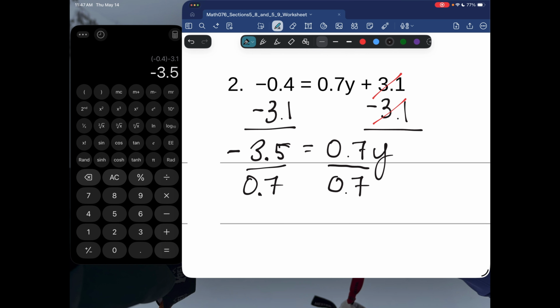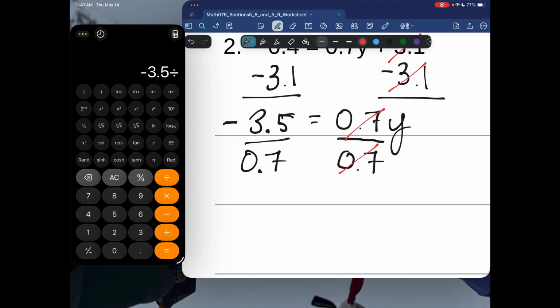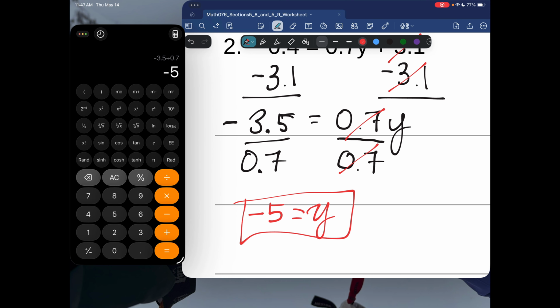Now I could do the long division stuff that we showed in class the other day, but we're not going to do that. First, we're going to have our 0.7's cancel, and then I have negative 3.5, and I'm going to divide that by 0.7, which leaves me with negative 5 equals y. Awesome.